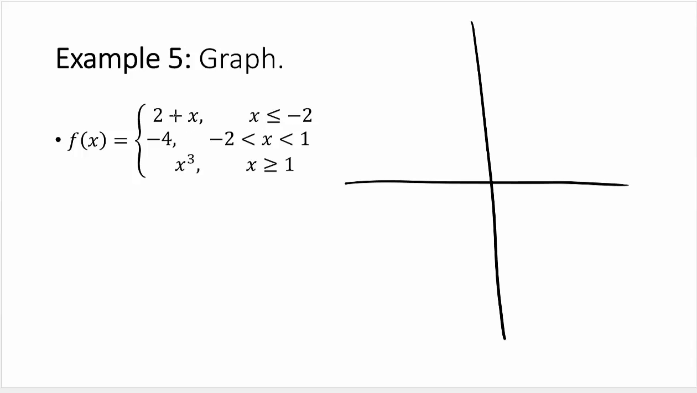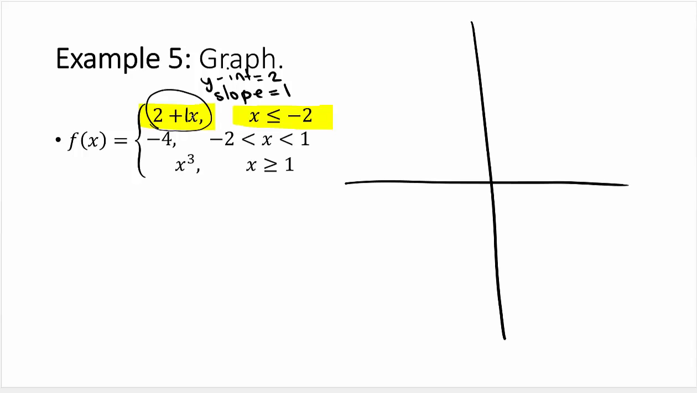So I know for this first one, my function is defined to be 2 plus x when x is less than or equal to -2. The other thing that I hope you recognize is that 2 plus x is a linear function, right? So here my y-intercept would be equal to 2, and my slope is equal to 1, right? The coefficient on x, if nothing is written there, we can think of that as a slope of 1.